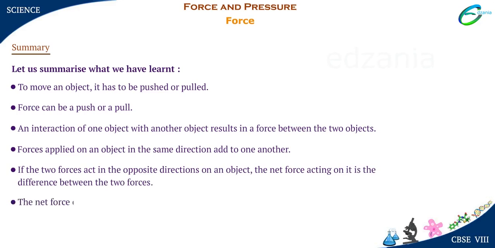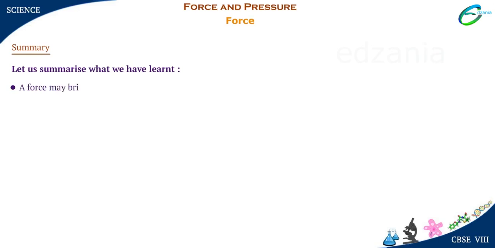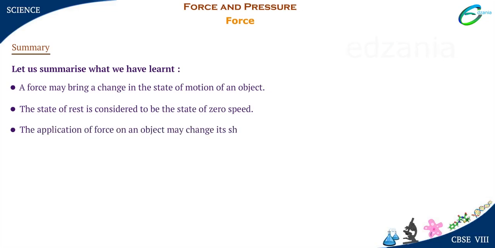The net force on an object is 0 if the two forces acting on it in opposite directions are equal. The strength of a force is usually expressed by its magnitude. A force may bring a change in the state of motion of an object. The state of rest is considered to be the state of 0 speed. The application of force on an object may change its shape.